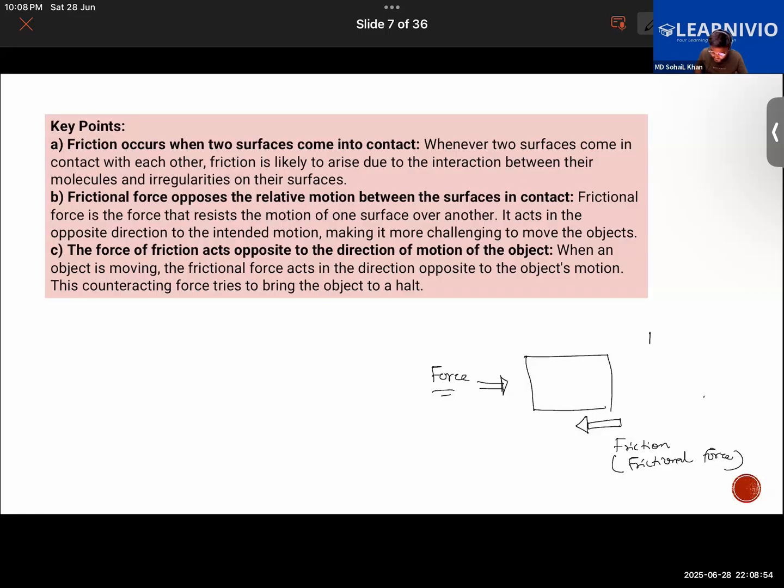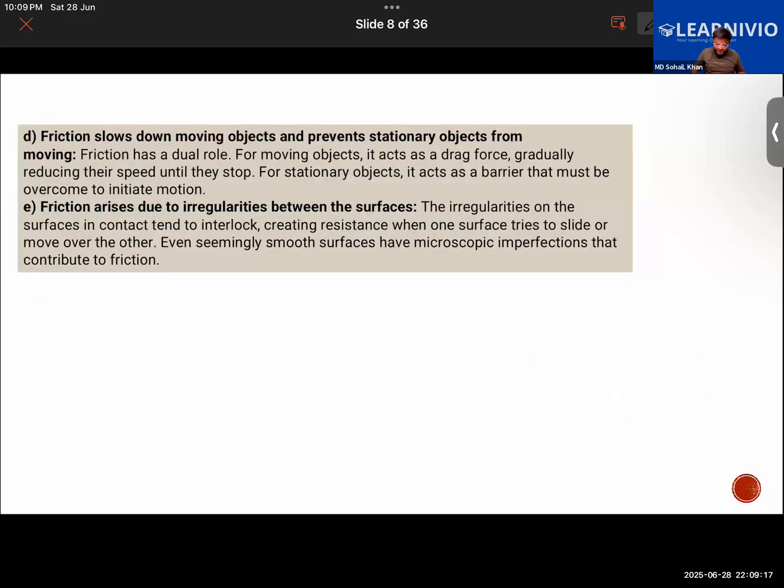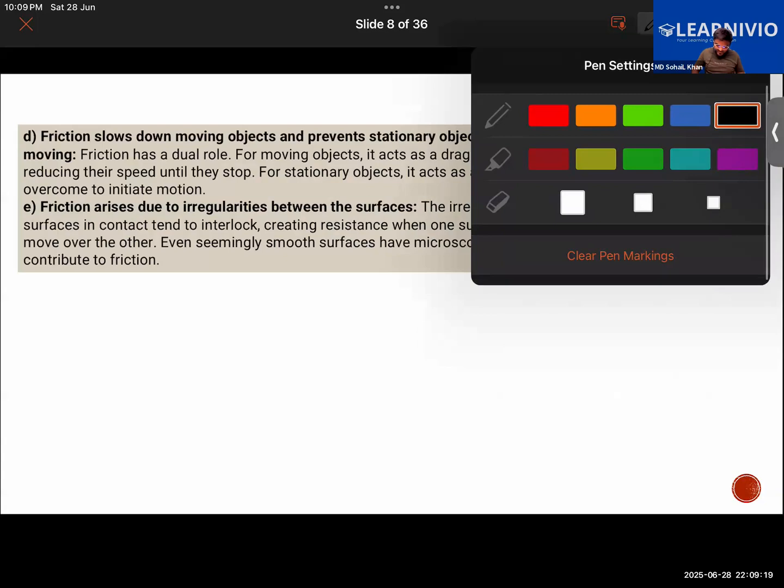Like I'm trying to push it in this direction, or now suppose the object has come into motion, now it is moving, but it does not mean that the friction is no longer acting on it. Even if the object is moving, the frictional force is acting on it in the opposite direction. The object is moving in this direction, the frictional force acts in the opposite direction. I hope that much is clear so far, right?